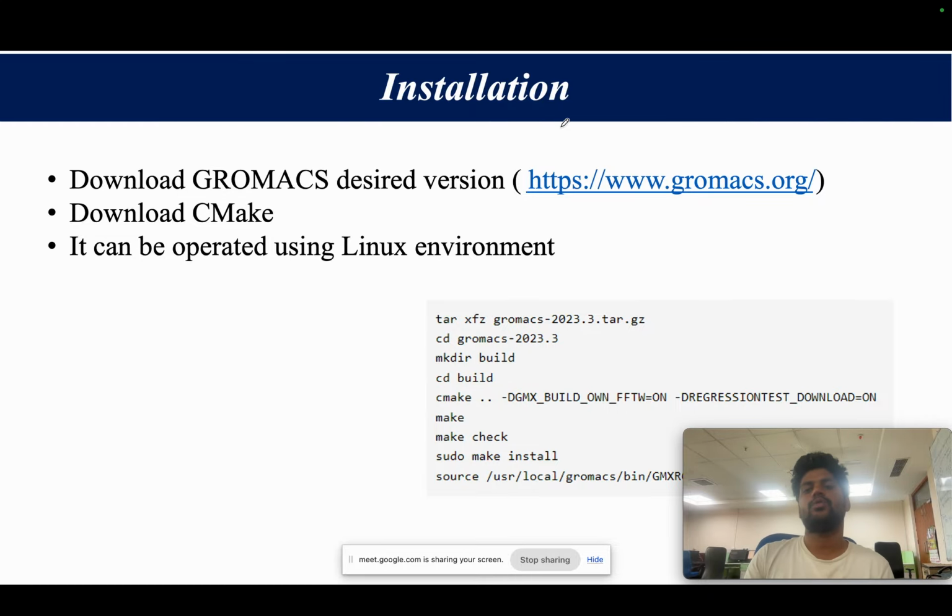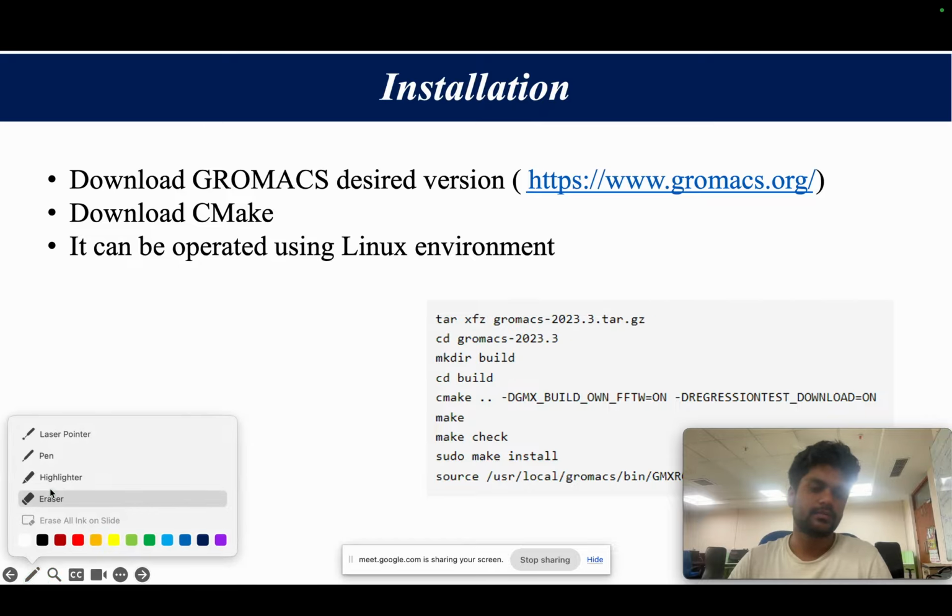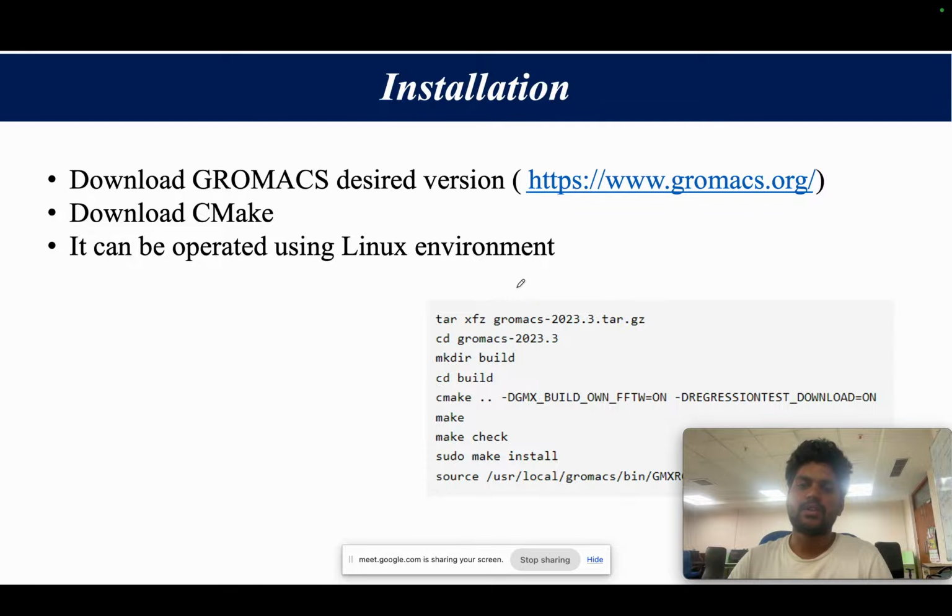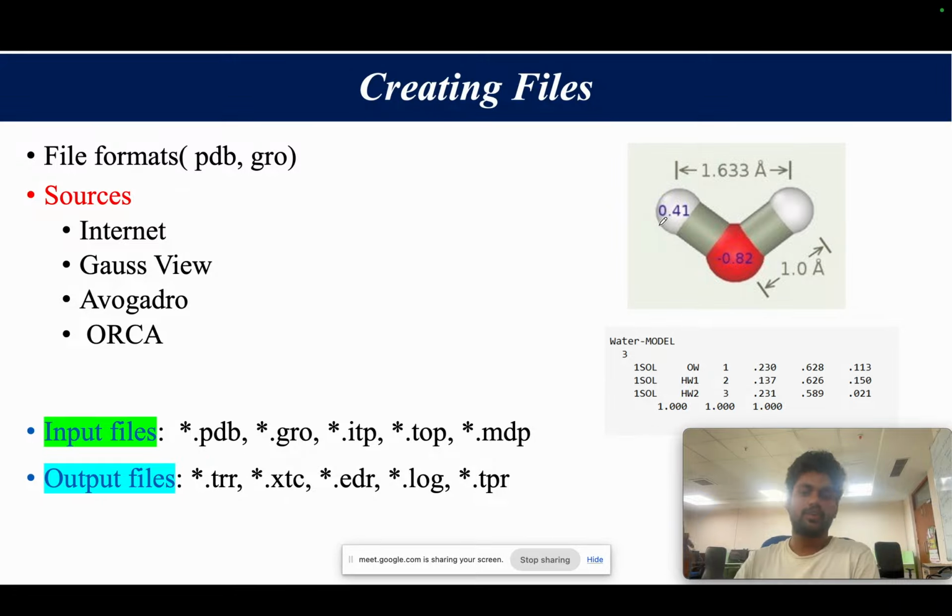So basically you can go through the gromax.org website and download it, and it can be operated using the Linux environment. I think on the gromax website itself it has given the readme file on how to download it. So this is the file downloaded from the readme file: how to tar it and extract it, and then how to open the files and do the things. Once you download it and install it, we'll go to the file formats, creating files.